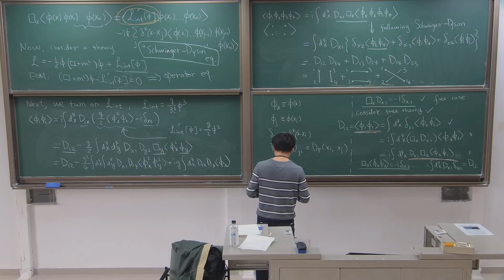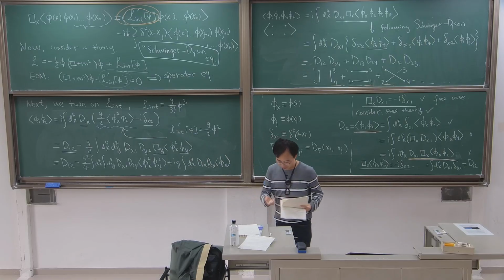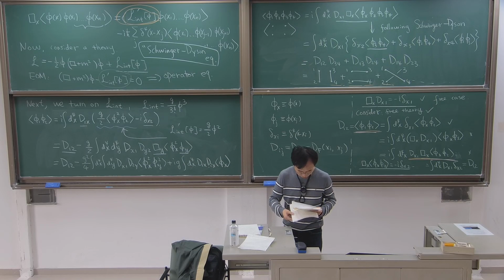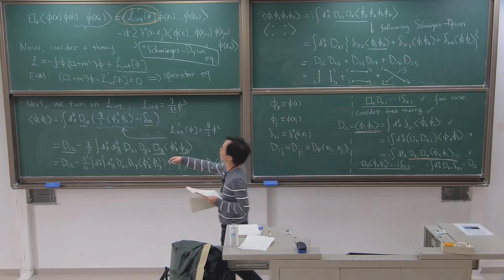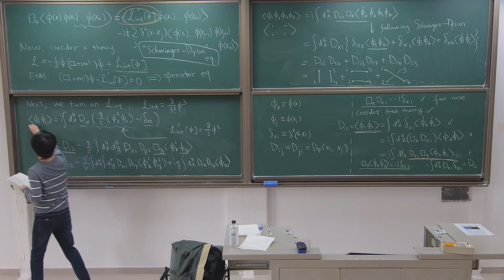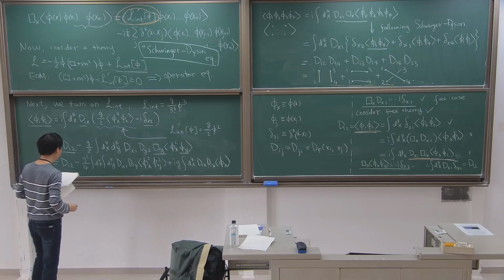Now what do we do? Up to now, we just try to use these replacement rules, try to rewrite this two-point function. We don't do anything else, right?